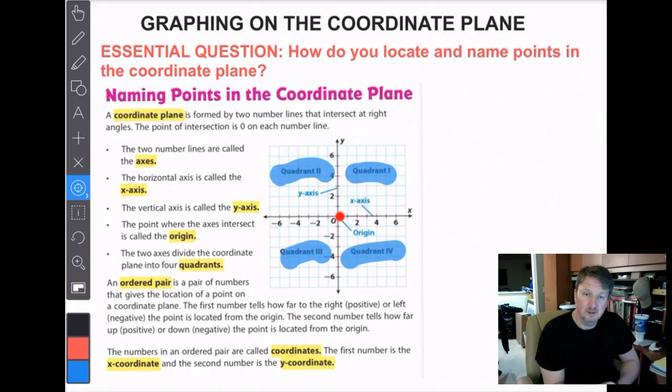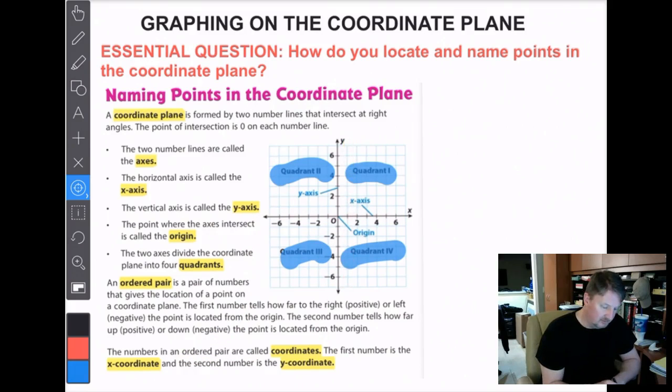Okay, so this is the starting point, and your first number in your ordered pair tells you whether to go right or left. Right for positive, left for negative. The second number of the ordered pair tells you which way to go: up if it's positive and down if it's negative. All right, up for positive, down for negative. The numbers in an ordered pair are called coordinates. That's kind of why we talk about a coordinate plane, because we have coordinates located in it. The first number is the x-coordinate, and that's why we have the x-axis. And the second number is the y-coordinate, the y-axis.